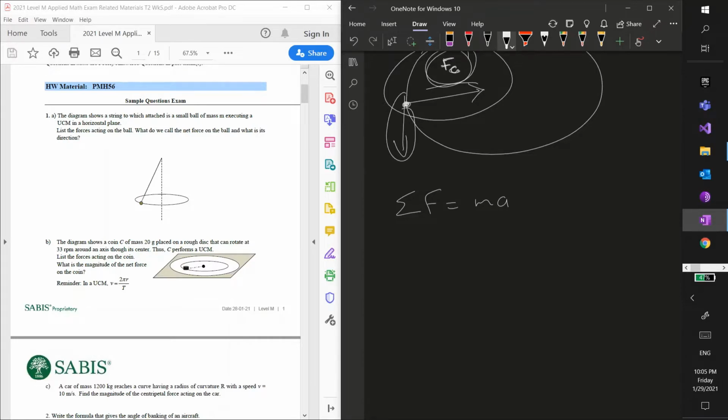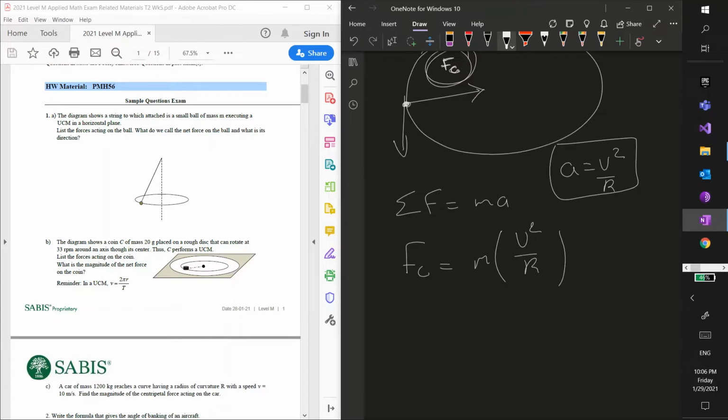Because this is on the vertical axis, this is on the horizontal axis. So we're just going to be talking about the horizontal axis. So Fc is going to be ma, right? In UCM, your a is equivalent to v squared over r. And this is the definition of uniform circular motion. This whole formula, Fc is equal to mv squared over r. And this only happens when you're moving in a circle with a constant velocity. Okay? With a constant velocity, or an acceleration, sorry.